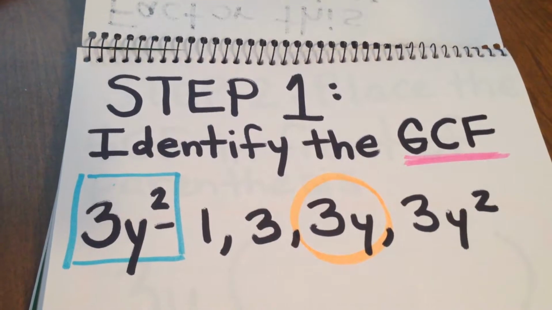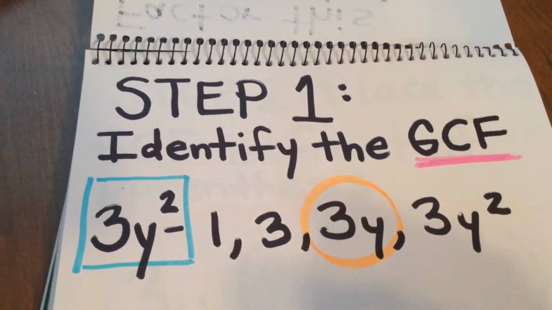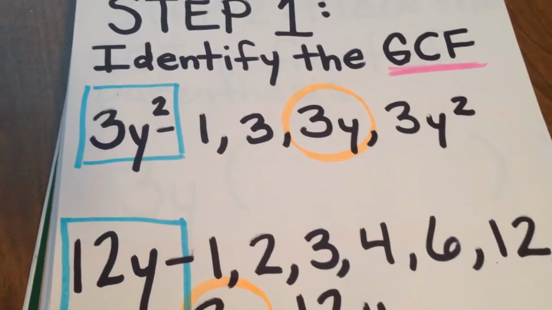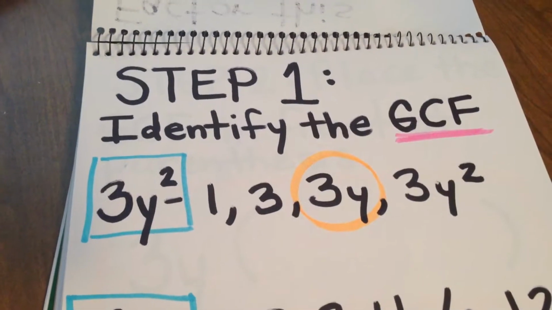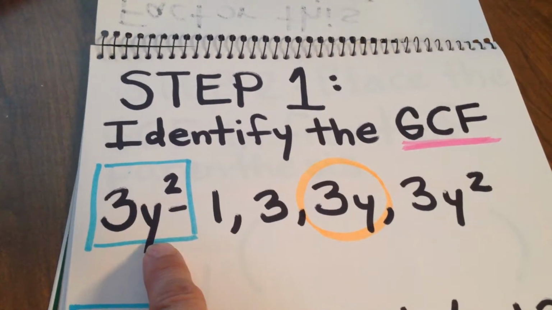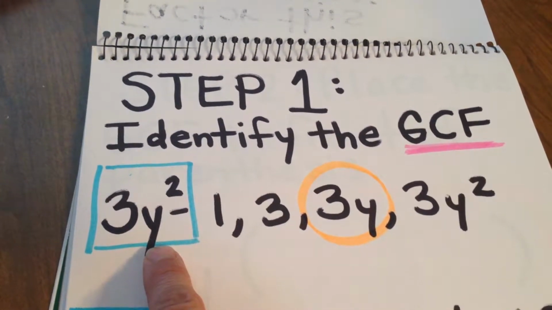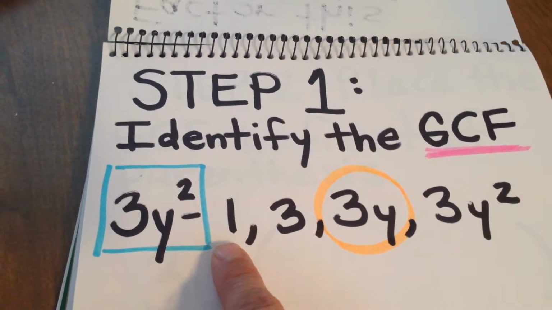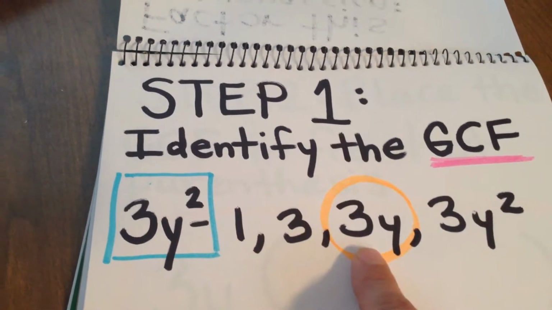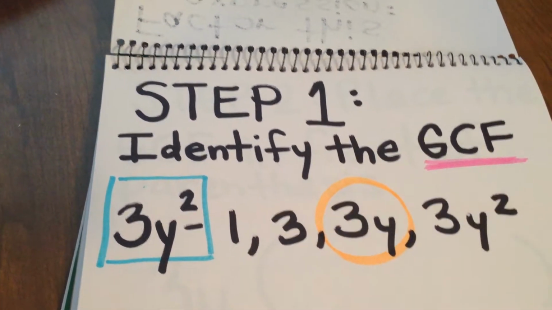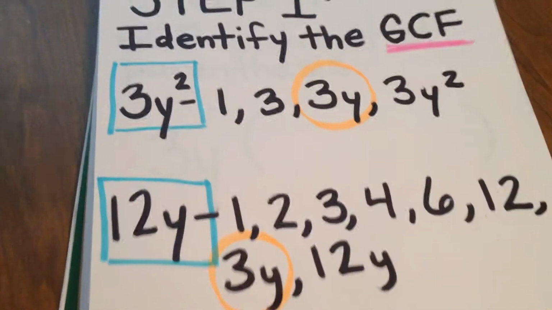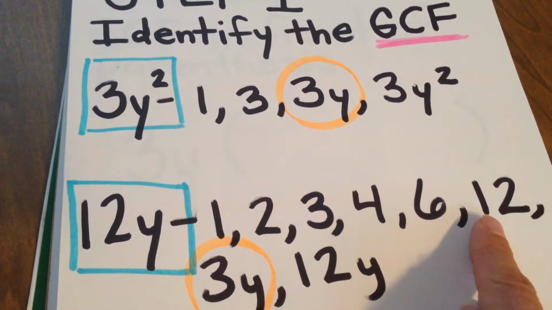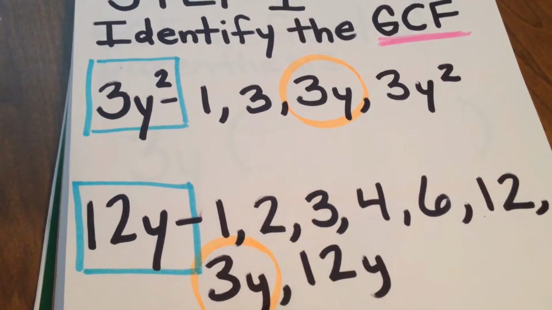So for those two terms that we had in the expression, we had 3y squared in the blue box, and we had 12y. So what are the common factors? What are the common factors for 3y? So basically, what do we multiply together to equal 3y? Okay, so they are 1, 3, 3y, and 3y squared. Okay, for 12y, the factors are 1, 2, 3, 4, 6, 12, 3y, and 12y.